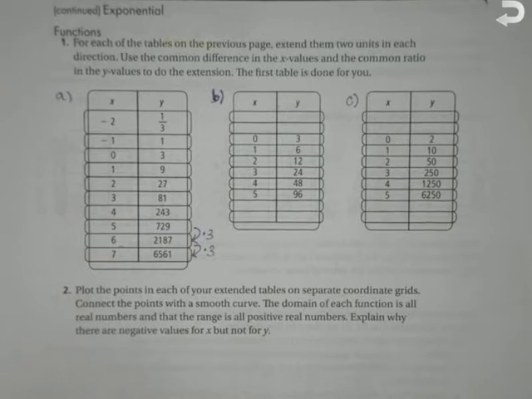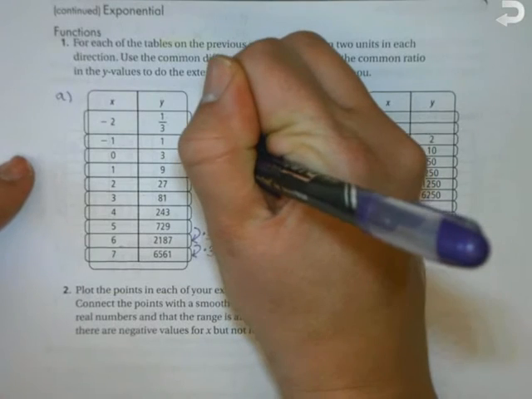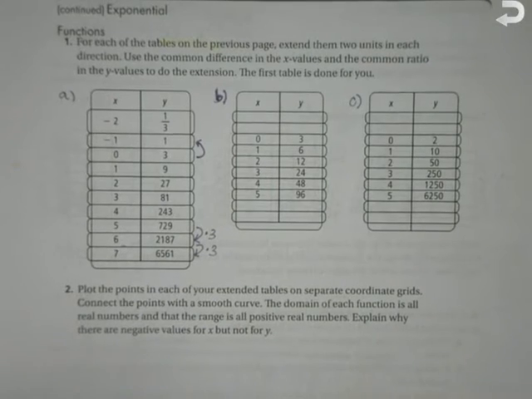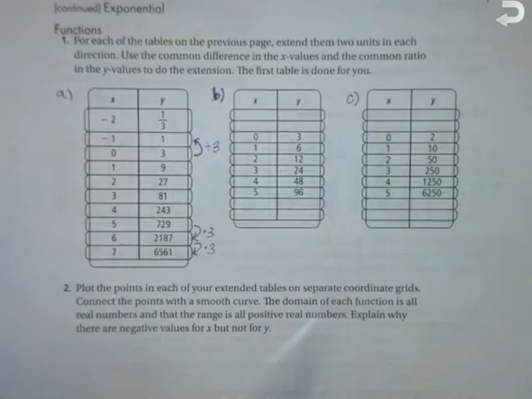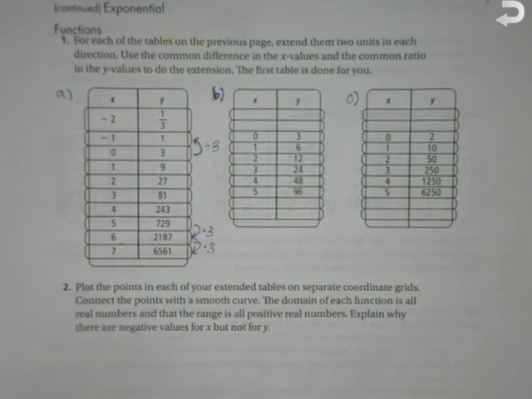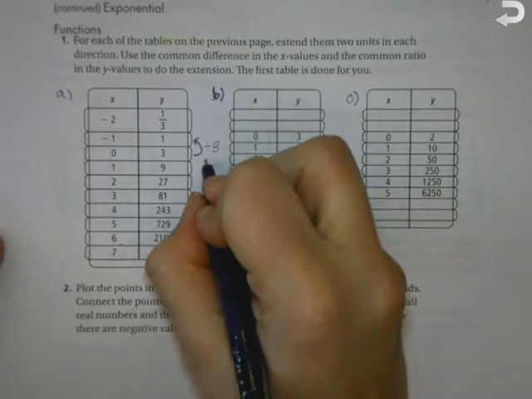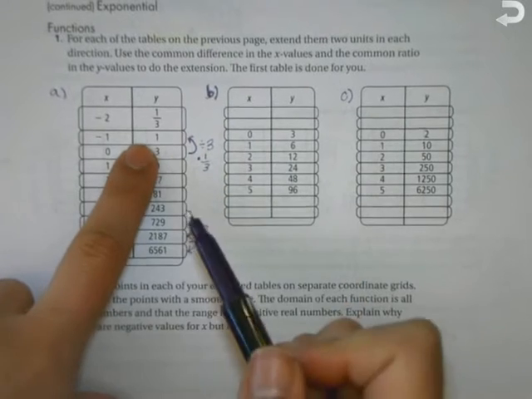6,561. Now, our original table started at 0, so how do I go backwards multiplying by 3? Divide by 3. Dividing by 3 is the same as multiplying by what? 1/3. So that's the same as saying times 1/3. 3 divided by 3 gives me 1.